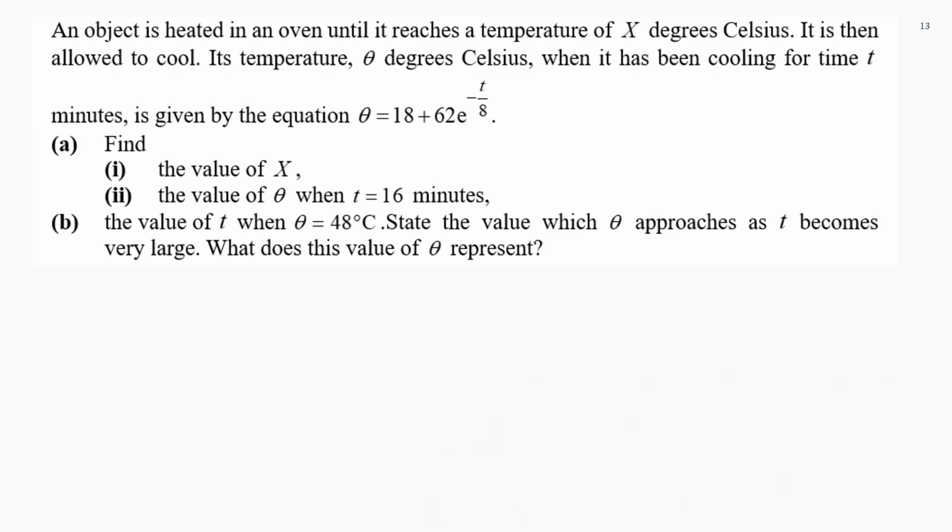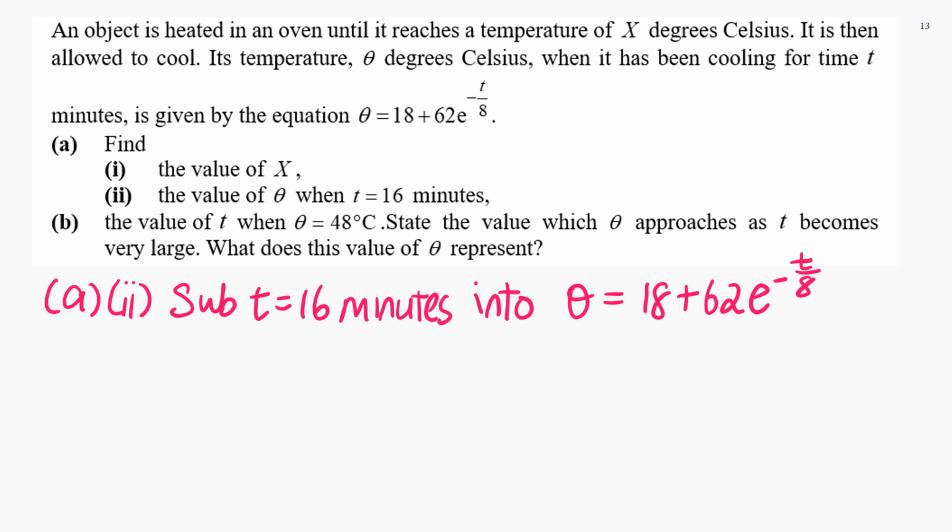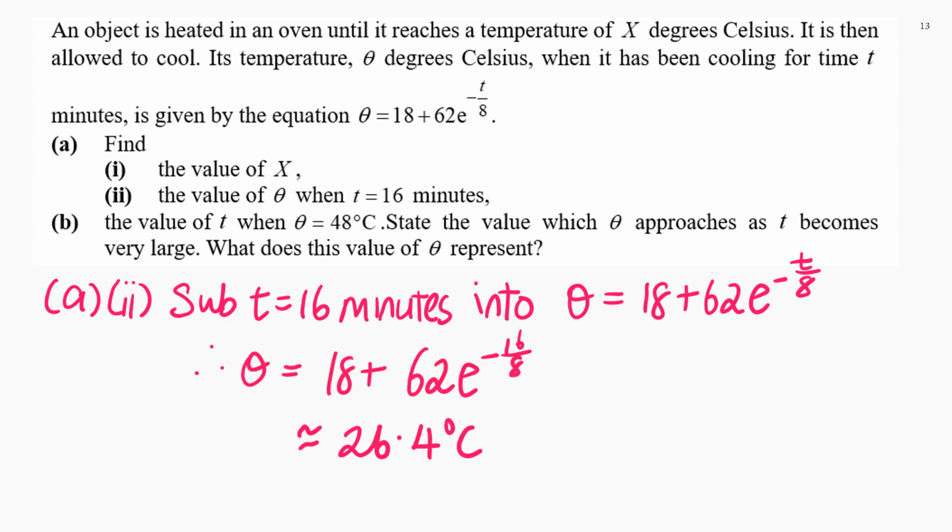Right, so part 2. You leave it on the table for 16 minutes, and what do you think will be the new temperature? Basically you just substitute t to be 16 and use your calculator to work out the answer, and you get 26.4 degrees Celsius. That means 16 minutes later, from 80 degrees Celsius you drop to 26.4. I think you can eat it already.